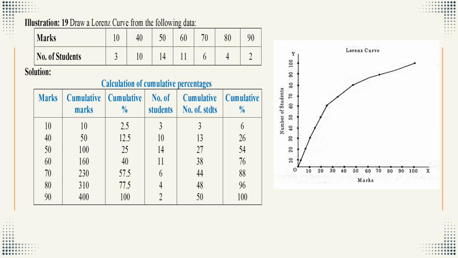Then according to these values, you can plot the points corresponding to the first one, 2.5 and 6. For x you have to identify 2.5 and y 6 should be taken. Like that 12.5, for that 26 should be taken. Like that all points should be taken. That is 1, 2, 3, 4, 5, 6, 7 points should be there. So all the points should be drawn out.